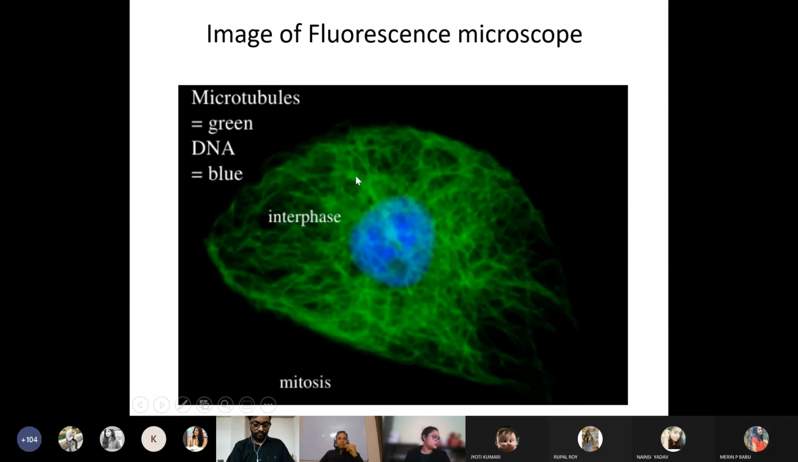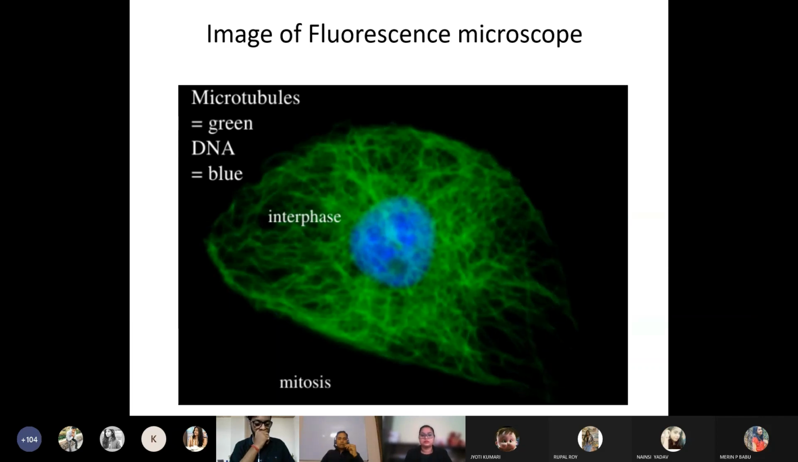Some of the proteins are tagged with the green dye, that means the microtubules are tagged with the green dye, whereas the DNA is tagged with the blue dye, so that you can exactly locate where the nucleus is and where the microtubules are. And you can image the mitosis of a cell. So this is an image of the fluorescence microscope. I hope you have understood how the fluorescence microscope works.